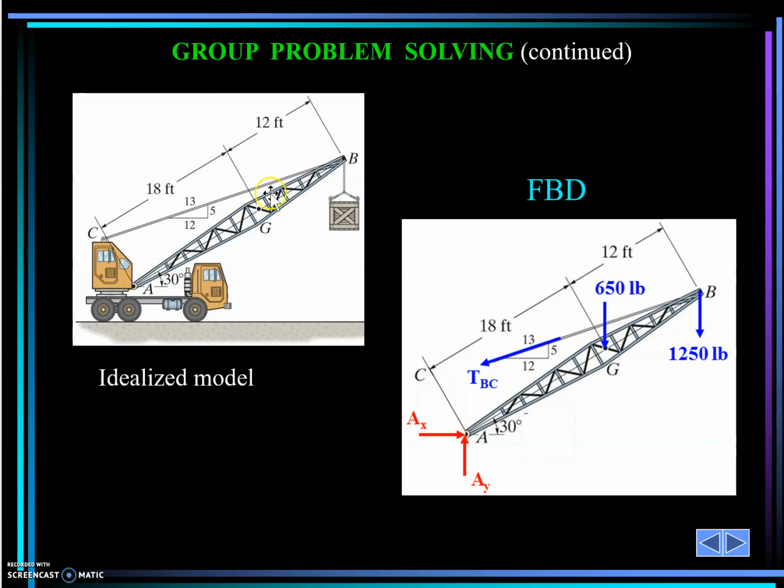And since I see a cable, it gives me an unknown reaction. So how many unknowns do we have here? Three: tension, AX and AY. How can we find that? By the three equations of equilibrium.